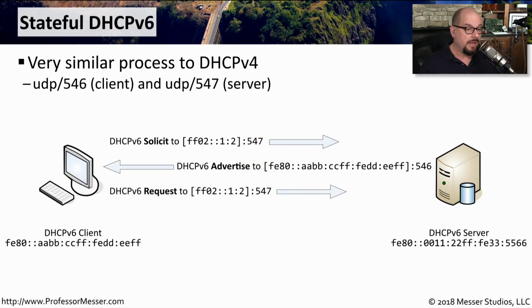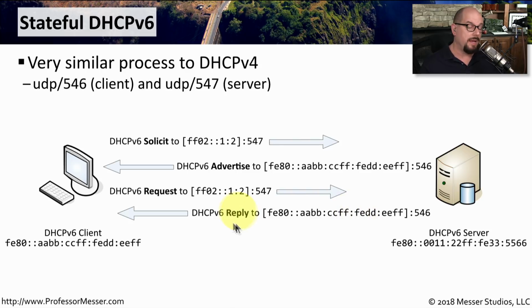The DHCP client will receive the list of all of the different advertisements from all of the DHCP servers on that subnet. It will choose one of them and then send back a DHCP v6 request message. The DHCP server will then respond with a DHCP v6 reply message, at which point that workstation will configure itself with the IP version 6 address that was assigned by the DHCP server.